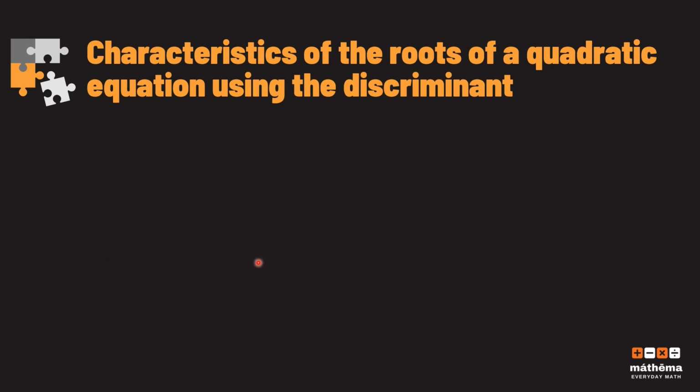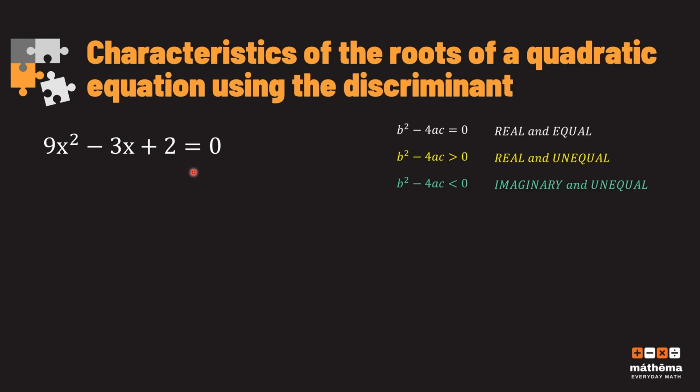For example, we have the equation 9x squared minus 3x plus 2 is equal to 0. To make use of the discriminant, we need to identify first our a, b, and c. In this quadratic equation, our a is 9, our b is negative 3, and our c is a positive 2. Let's plug these values into our discriminant.